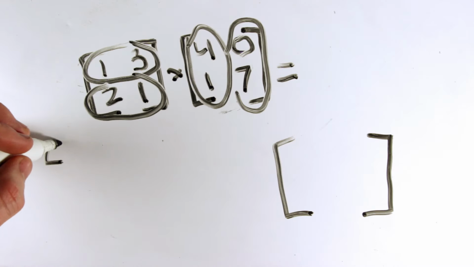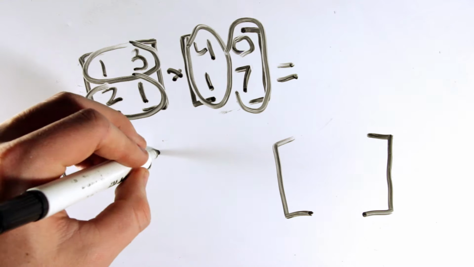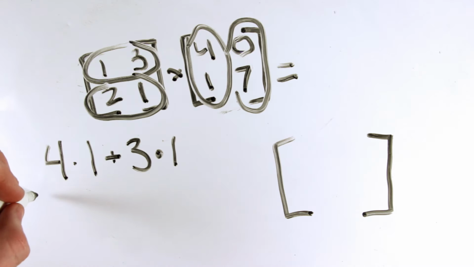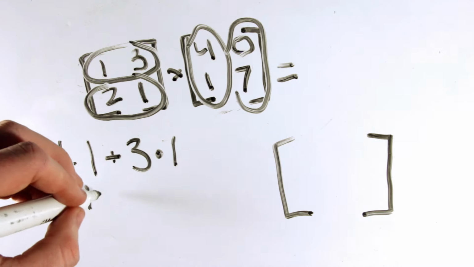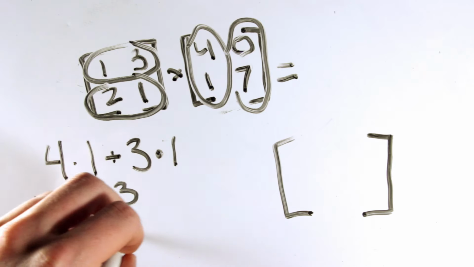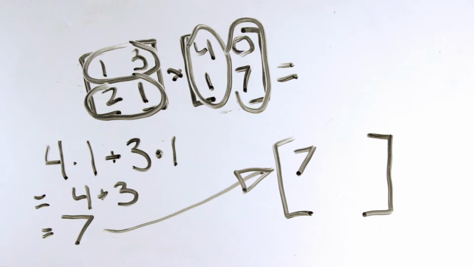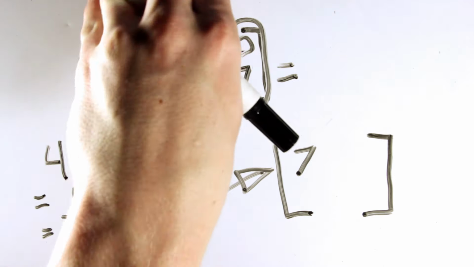To find the upper left number of the solution, you must use the top row of the first matrix and the leftmost column of the second. To find this number of the solution, you have to add the products of the numbers of the top row of the first matrix that correspond to those of the left column of the second matrix, like this. This is repeated until you have found all of the numbers of the solution matrix.